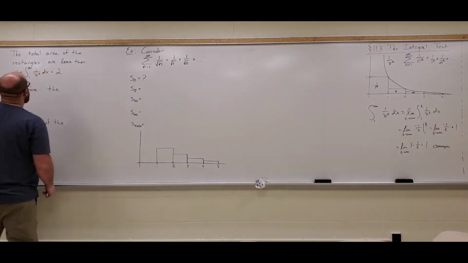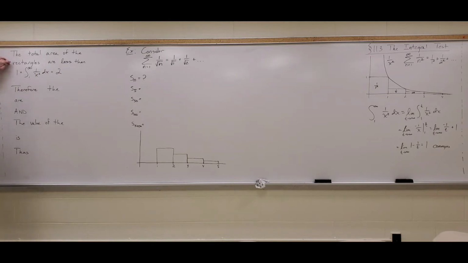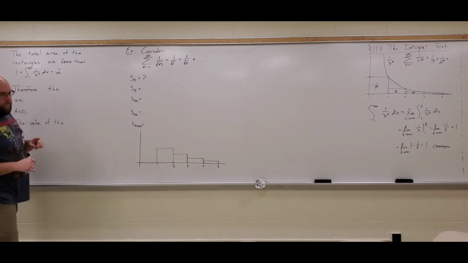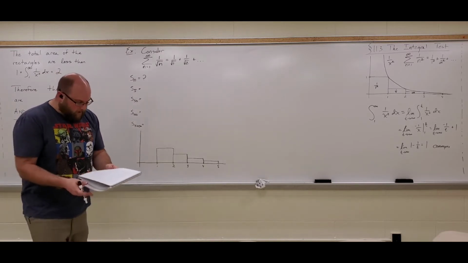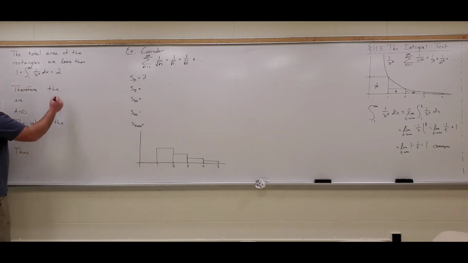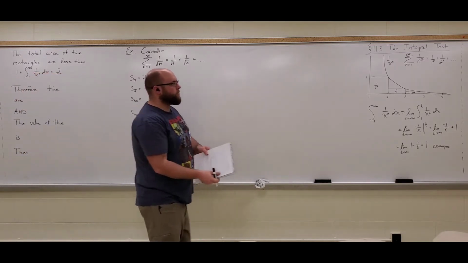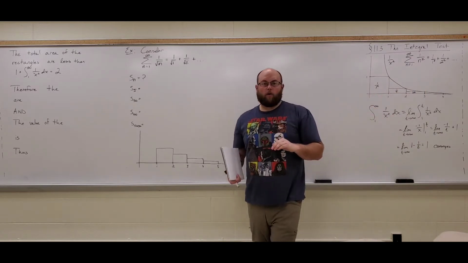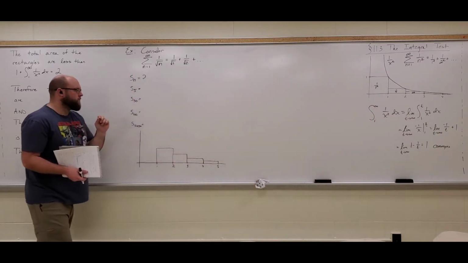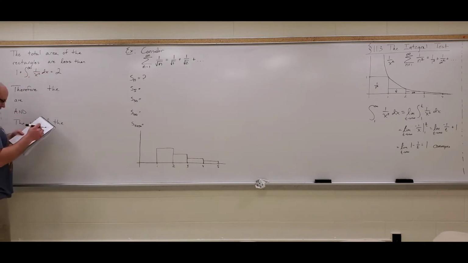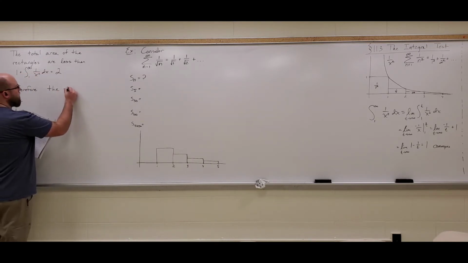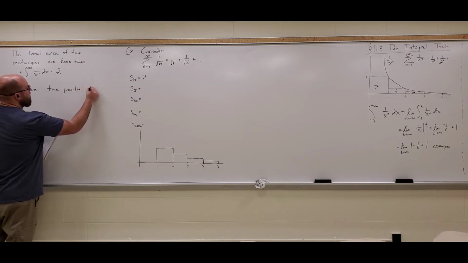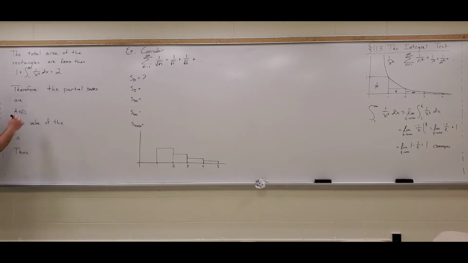All right, coming back over. We found out that the total area of the rectangles is less than 1 plus the area underneath the curve. So 1 plus 1 is 2, obviously. Therefore, we can specifically say that the partial sums are bounded. The reason we're talking about partial sums, again, is we add each one of these rectangles to the next. That is our sequence of partial sums.